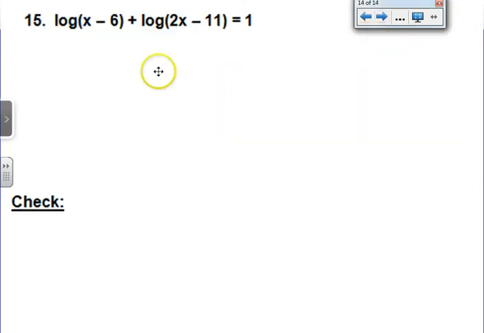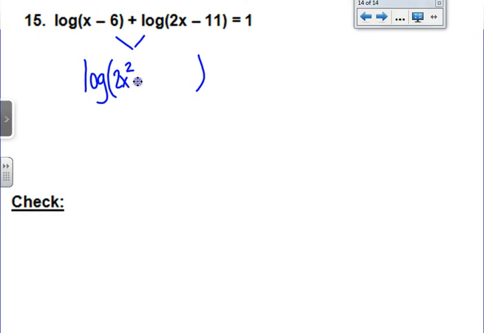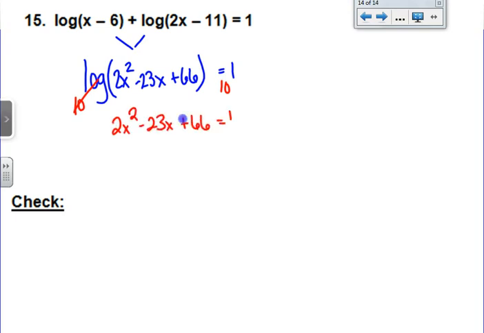Okay, and then this next question, we're going to bring together two logarithms. Again, we're going to multiply them. So we have one log, and then if I was to multiply x minus 6 times 2x minus 11, I would get, let's see, 2x squared minus 11x minus 12x, which is minus 23x, and then plus 66. So this is a common logarithm, base 10, so we're going to exponentiate with a 10, so they cancel. And we end up with 2x squared minus 23x plus 66 equals 10.